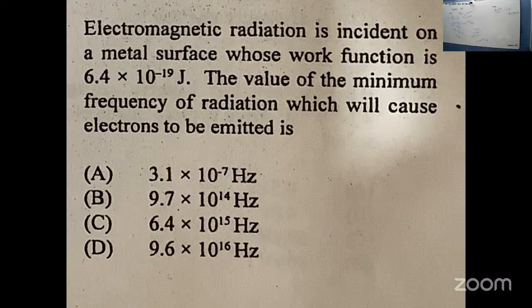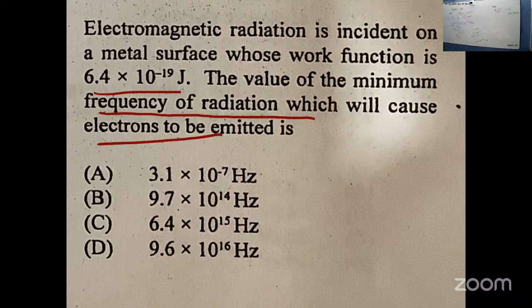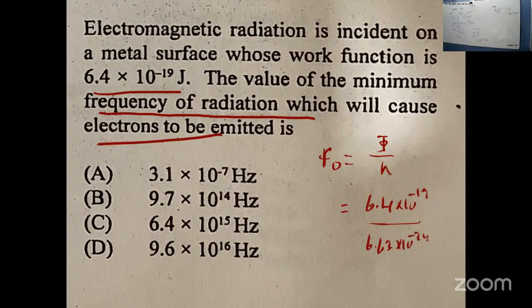So I got the answer. Okay, hold on. Right, so they gave us the work function and they want the minimum frequency for the electrons to be emitted. What are they asking for, Timothy? Right, so f naught is equal to what? Work function over h. That's right. So that's 6.4 by 10 to the minus 19 over h. So the answer is B. Right, B. All right, nice. 9.6 again.